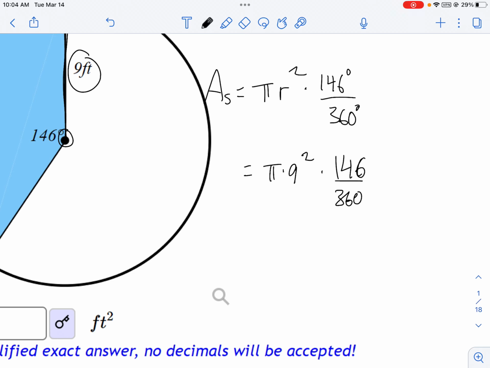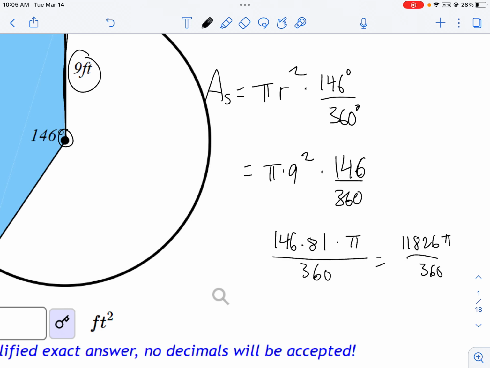So how to do that? There's a couple of ways. First off, we know 9 squared is 81, so now we have 146 times 81 times pi over 360. Now there's a couple of ways you can simplify this. You could just find 146 times 81, which is a super large number: 11,826. So 11,826 pi over 360.